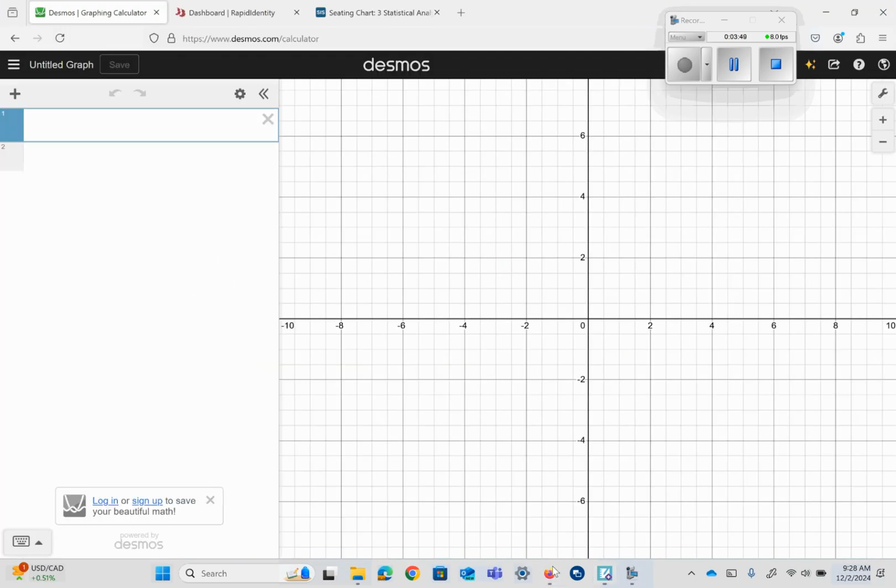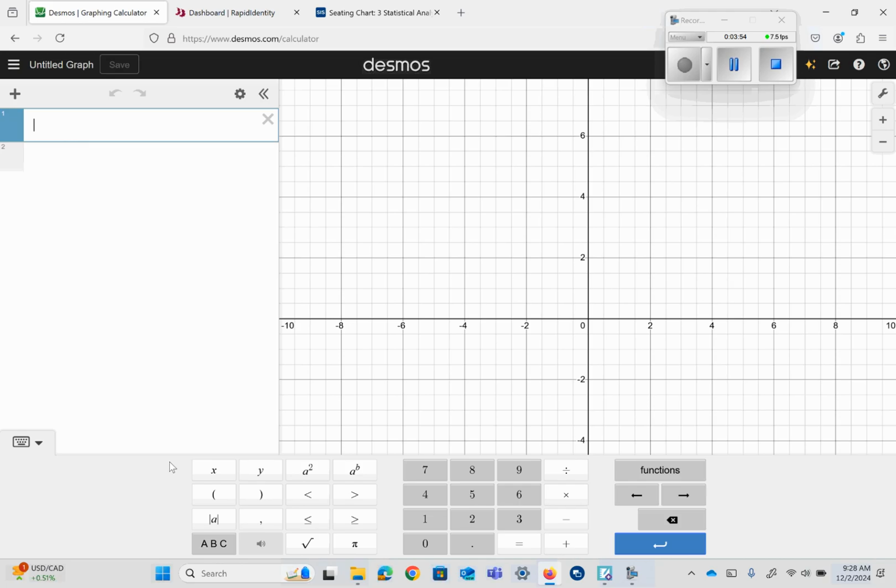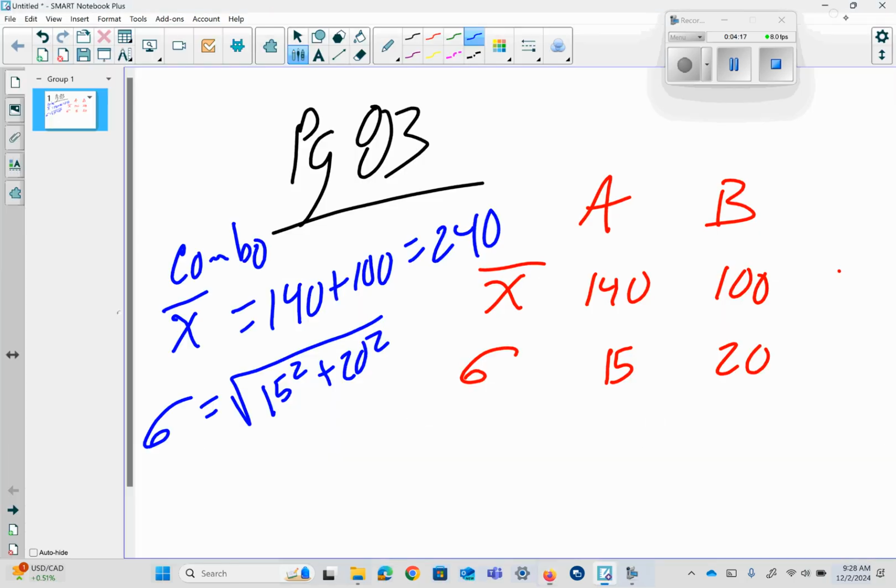I'm just going to jump over to Desmos real quick. So if we do 15 squared plus 20 squared, take the square root of it, we wind up getting a new standard deviation of 25. So the new standard deviation becomes that, okay?